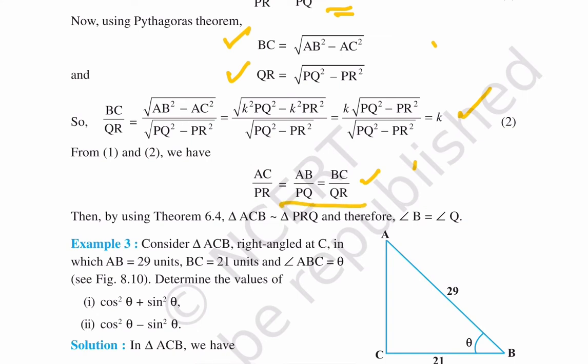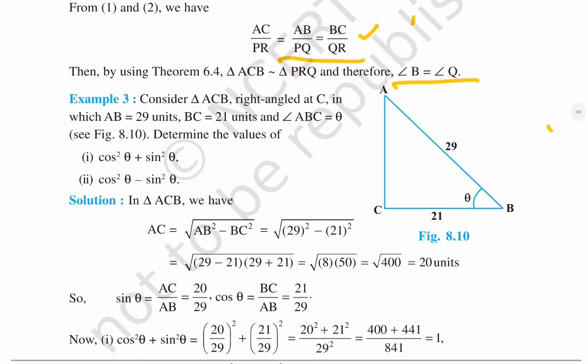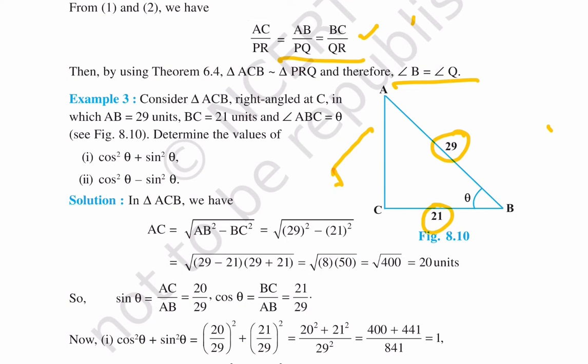By using the theorem of similarity, angle B is equal to angle Q. Similarly, let us consider example number 3. You are given the triangle ACB where you are given the value of the hypotenuse and the base side, that is 21. By using Pythagoras theorem you can find this value, that is 29 square minus 21 square, that will give 20 units.